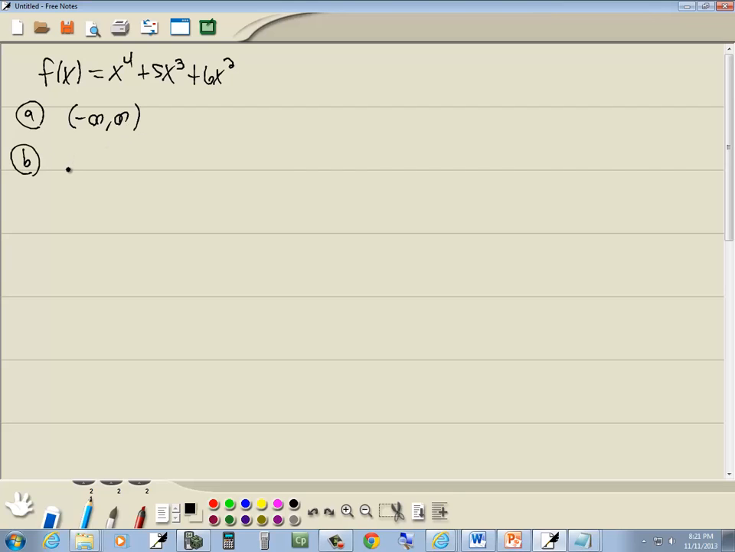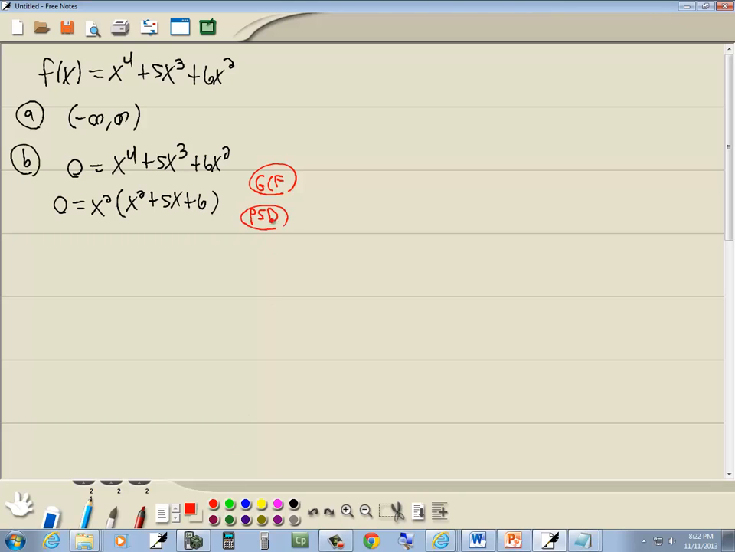Second thing we'll find is the x-intercepts. You always plug 0 into the other variable. So if I find the x-intercepts, I plug 0 in for y. So I got 0 is equal to x to the fourth plus 5x to the third plus 6x squared. Now we want to solve this. Well, we can factor out a GCF first. I notice they all have an x squared. So we've got x squared, factor that out, and that gives us x squared plus 5x plus 6.